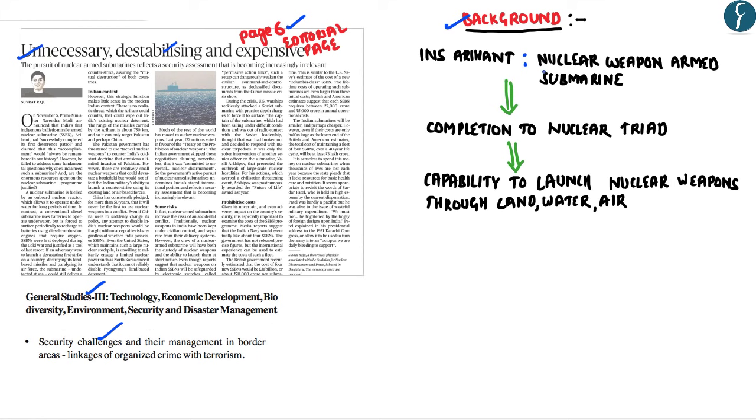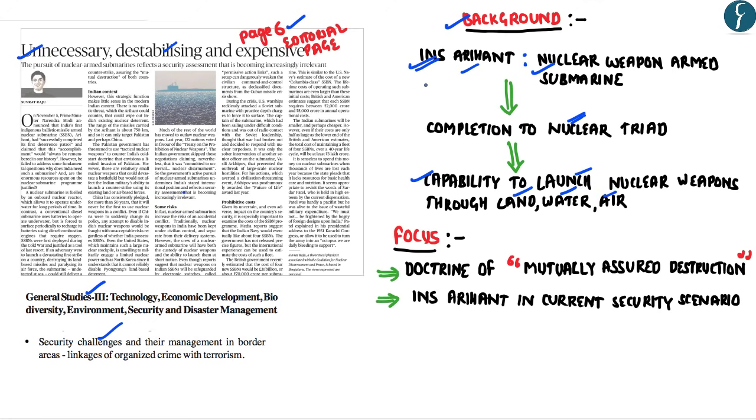Recently, India inducted an indigenously built nuclear weapon armed submarine known as INS Arihant, and this induction led to the completion of the nuclear triad, which means that India has now become capable of launching nuclear weapons through land, water and air. However, the author of this article highlights that the induction of INS Arihant was unnecessary, destabilizing and expensive. So as part of this video analysis, firstly we'll understand the doctrine of mutually assured destruction, and secondly we'll understand the role of INS Arihant in the current security scenario.